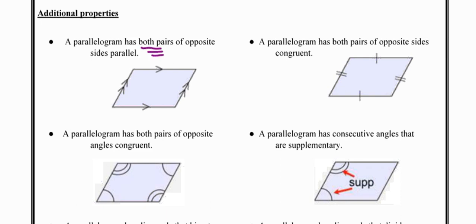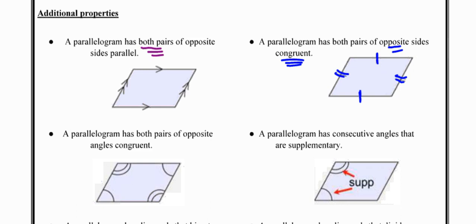And again, the reason squares, rectangles, and rhombuses fall in this category is they have both pairs of opposite sides parallel. A parallelogram has both pairs of opposite sides that are congruent. So in the picture, notice that the top side is congruent to the bottom side, and the left side is congruent to the right side. Notice too that these sides that are congruent to one another are the sides that are opposite.